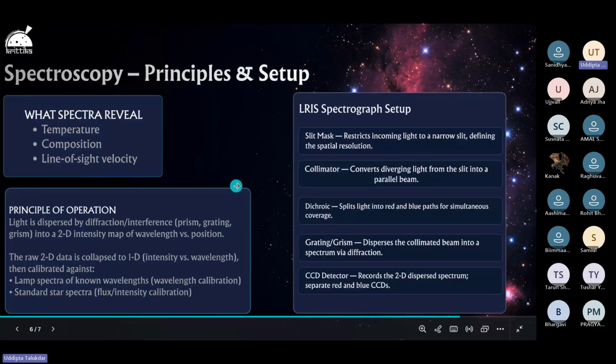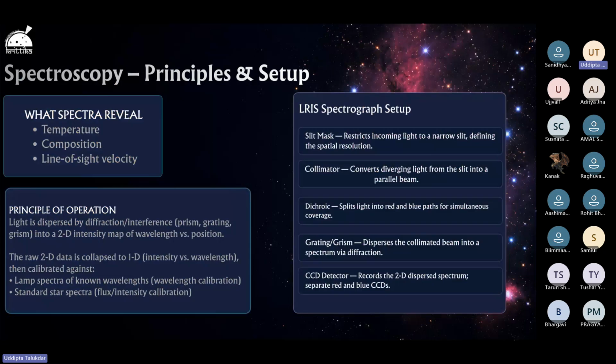So now we are done with photometry and we move on to spectroscopy. What photometry does is it tells you how bright a star is. Spectroscopy splits that light into its colors and tells you what everything else is.